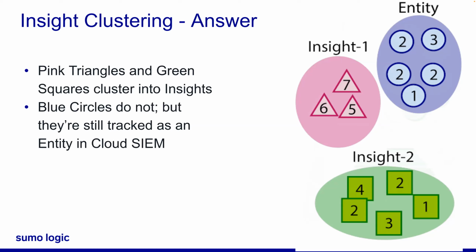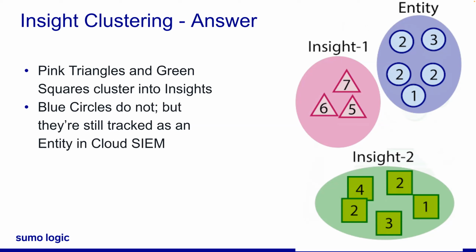Now, the green squares, are those going to cluster into an insight? Their scores are a lot lower, 1s, 2s, 3s, and 4s, but there's a bunch of them. And so in this case, 1 + 2 + 2 + 3 + 4 equals 12. And so that's going to cluster into an insight because the activity score is 12, and we recognize anything 12 or greater to be grouped together into an insight.